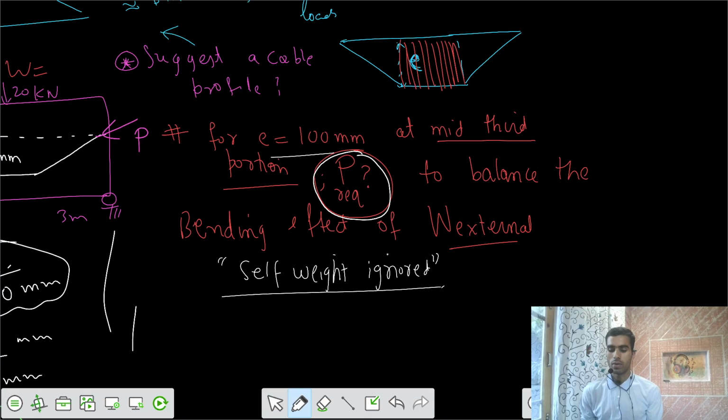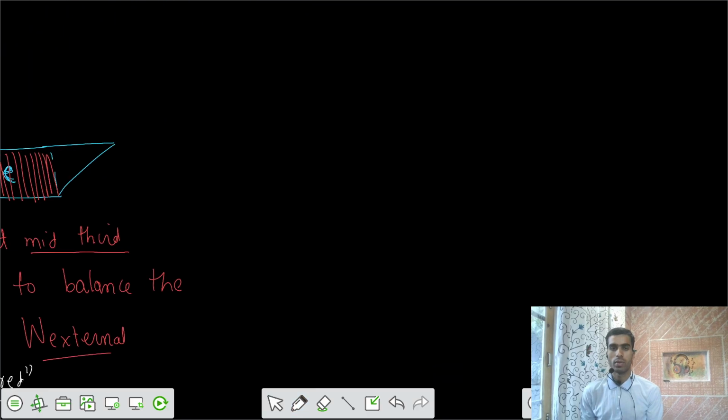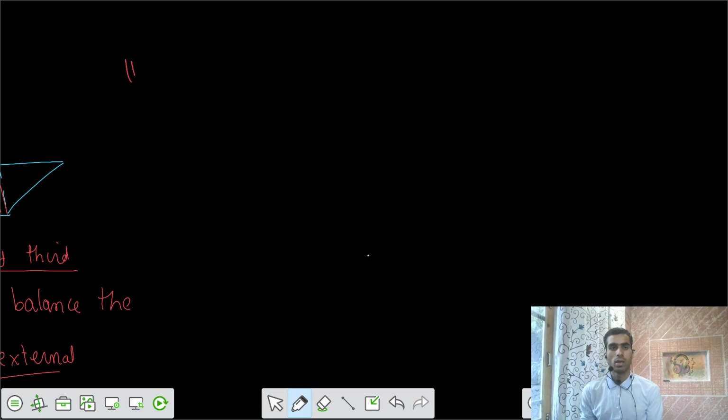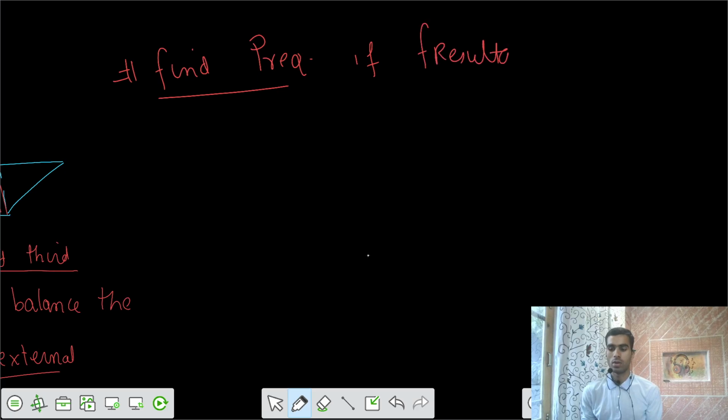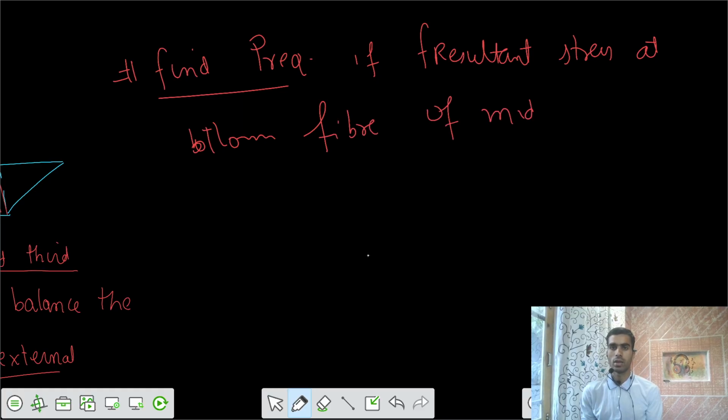Let's take the problem. I would write the problem. Find the P required. This is the second case of the problem. Find the P required if the resultant stress at the bottom fiber of mid span section, this resultant is because of all those effects.